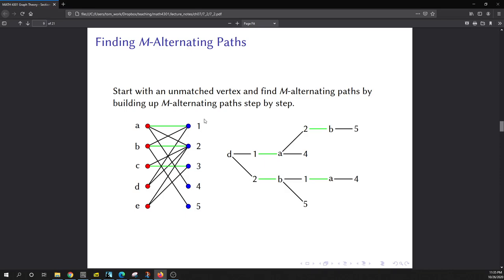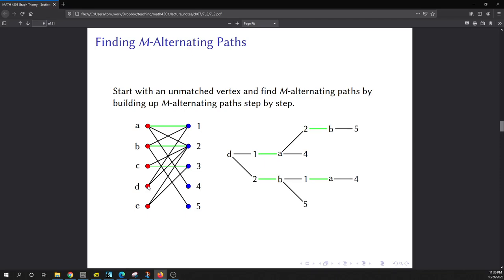And then I can't add this one to 2 either as well. So this matching is maximal in the sense that I can't add any more edges to it, but it is not a maximum matching. We can see that we can finagle this around and get some more edges in the matching. All right, for right now, all we want to do is to find these M alternating paths.